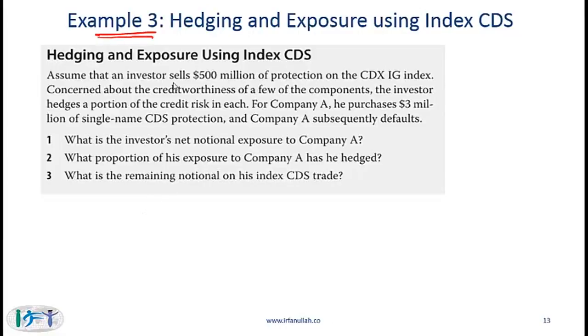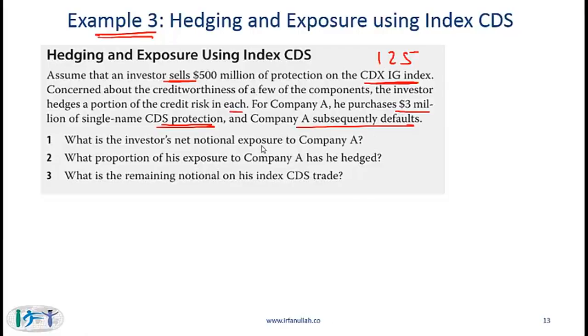Let us now look at example 3, which is important: hedging exposure using CDS. Assume an investor sells 500 million of protection on the CDX IG index, and remember this has 125 companies, but this investor is concerned about the creditworthiness of a few of the components. So the investor hedges a portion of the credit risk in each. For company A, he purchases 3 million of single name CDS protection. So notice that here protection is being purchased and therefore this is hedging.